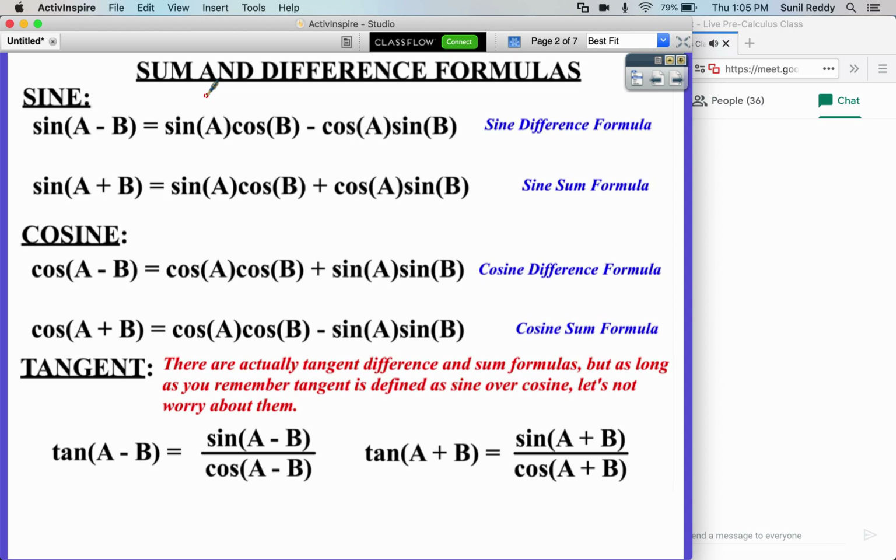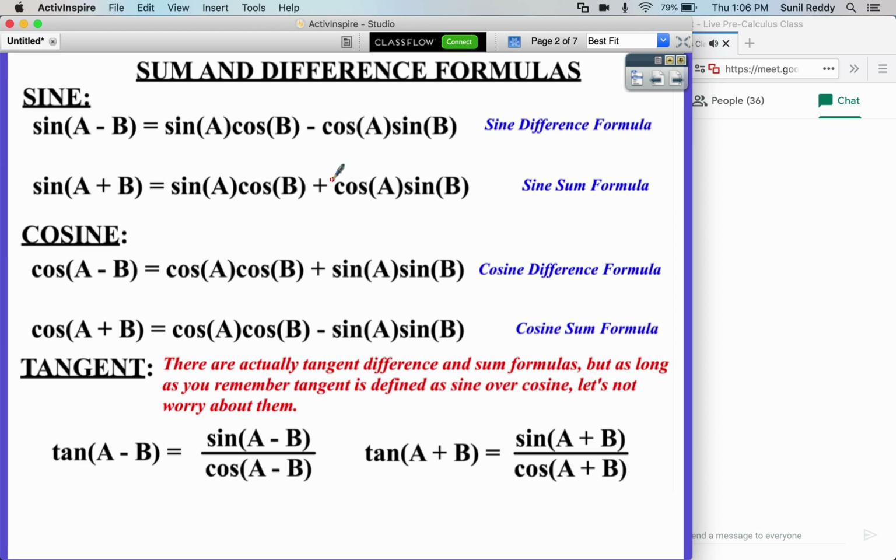So there's a sine difference formula and a sine sum formula, and there's a cosine difference formula and a cosine sum formula. So here, capital A and B are just representing two different angle measures. So if I have the sine of angle A minus B, what the formula tells us is that that's equivalent to the sine of the first angle times the cosine of the second angle, minus the cosine of the first angle times the sine of the second angle, which is similar if I had the sum, but instead I have addition in the middle.